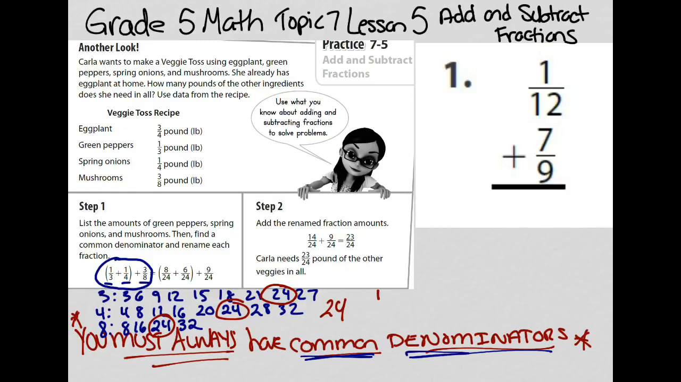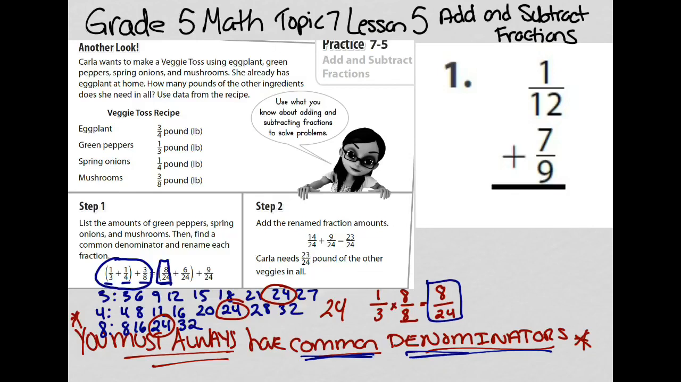So I set the problem up like this. 1/3 times some number is going to give me a denominator of 24. So what times 3 gives me 24? That's going to be 8. So I do 8 on the bottom, 8 on the top. Whatever I do on the bottom, I have to do on the top. So 1 times 8 is now 8. So my new fraction that's equivalent to 1/3 is 8/24. So I have that here, and you also see it in the problem right here.